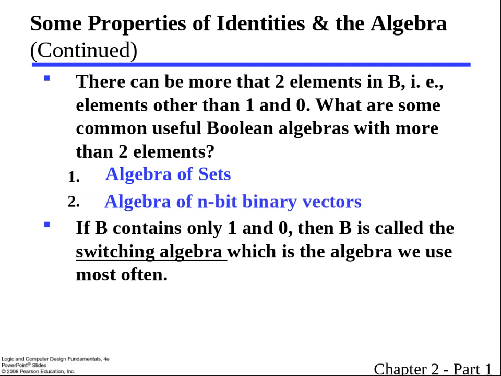So it's not too important, but what are some common Boolean algebras with more than 2 elements? Well, you can have your algebra of sets. You're going to go through set theory. N-bit binary vectors as well, so maybe you want to have 32-bit numbers running around.